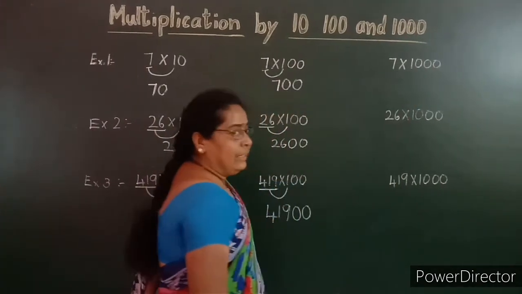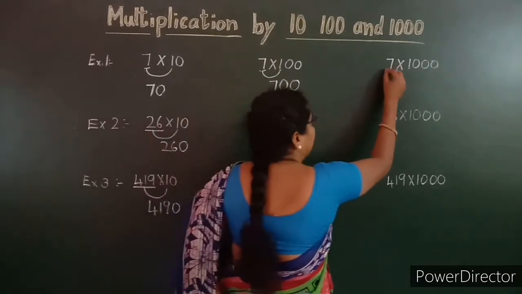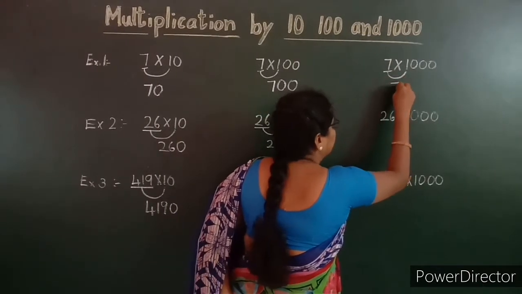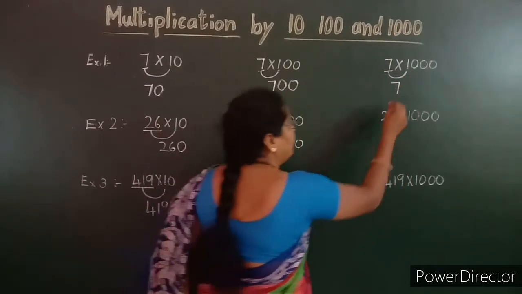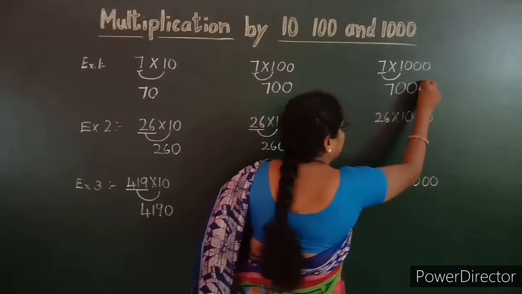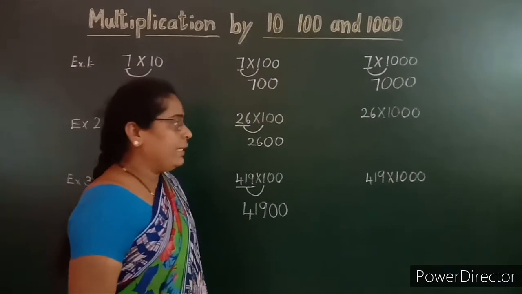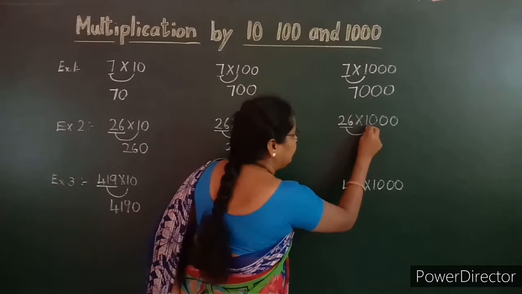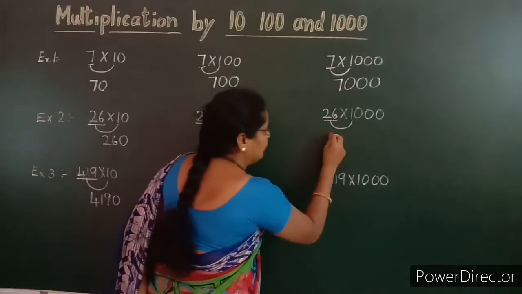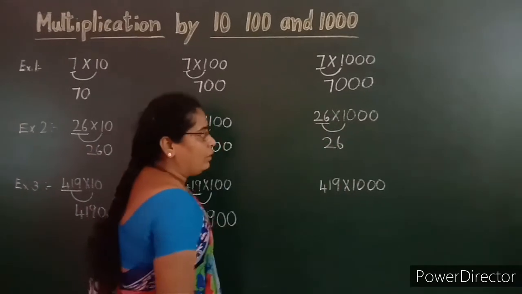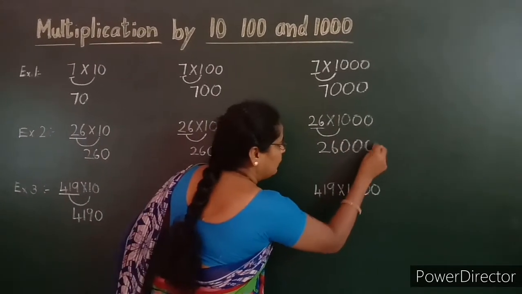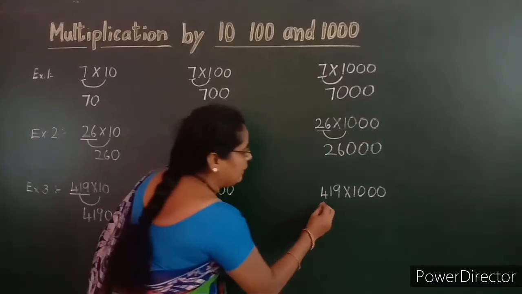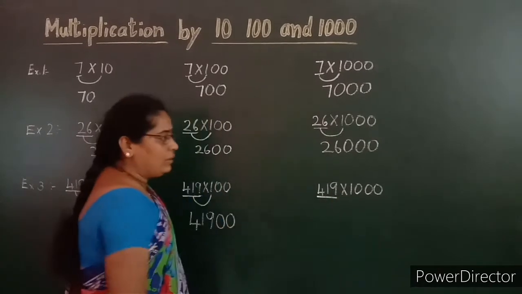First number, 7 into 1000. Multiply 7 by 1. 7 ones are 7. Then how many zeros are there? 3 zeros. 7000. One more example. 26 into 1000. Multiply 26 into 1. 26 ones are 26. Then number of zeros? 3 zeros. So our answer is 26,000. One more example. 419 into 1000.